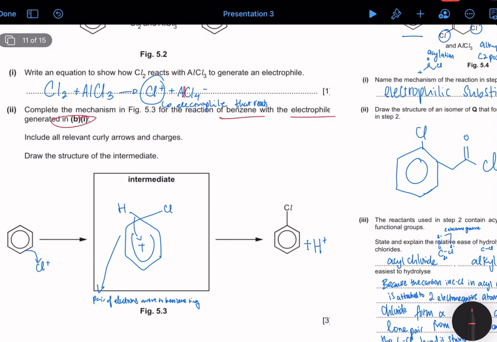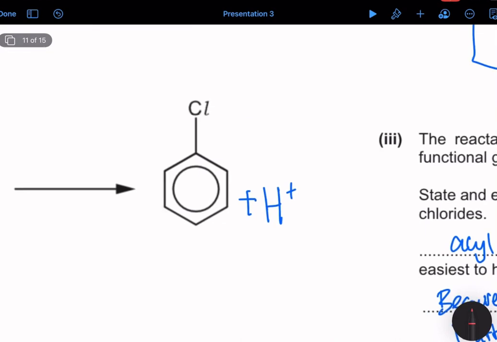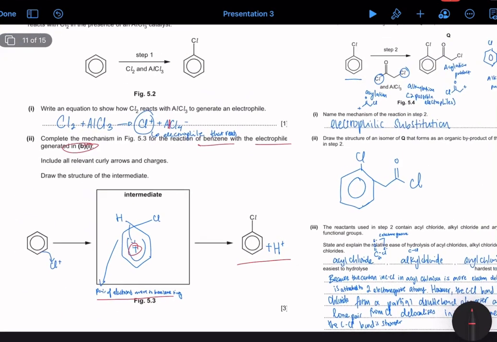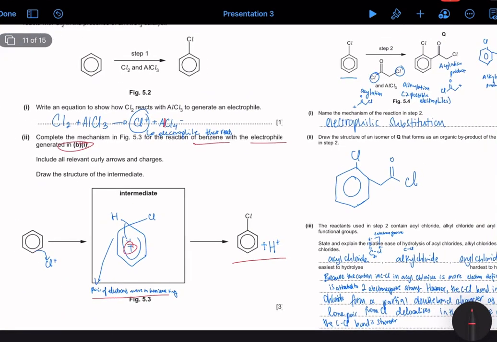Alright, Cl+, and your intermediate would be your CH, and it's towards the positive, and yeah, a pair of electrons from your CH will move to the benzene ring, and yeah, this is your end product. 3 marks. This is actually very generous. You only have to remember how to do the mechanism and you obtain 3 marks.